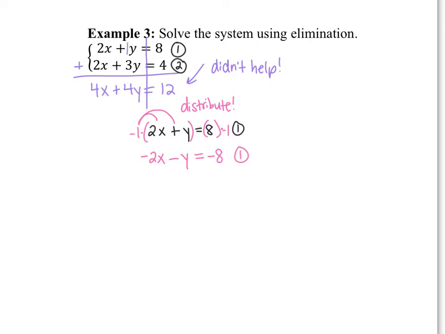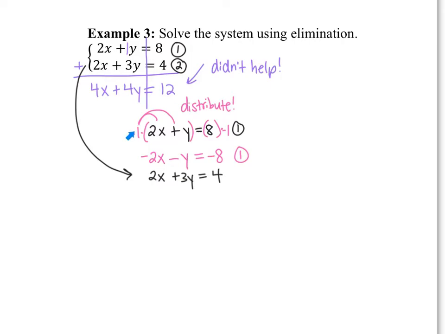So now that we have that, I'm going to copy down the other equation, the original equation for equation number 2. Make sure you don't add an equation to itself. So you don't want to put equation number 1 again, you want to put equation number 2. If you try to solve a system with the same equation, you get infinite solutions. So we are going to add these two together.